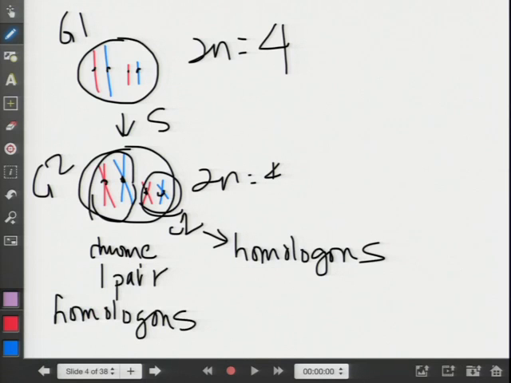If we talk about this guy to this guy, we'd say they're non-homologous.